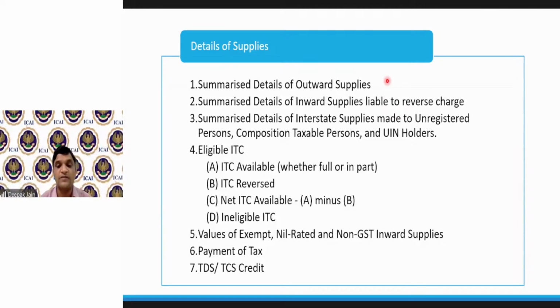If by mistake I filed a nil return this month and I had some credits to be claimed, then I can claim it in the next month. You have to tell me, Ninad, what is the time limit to claim the credit?